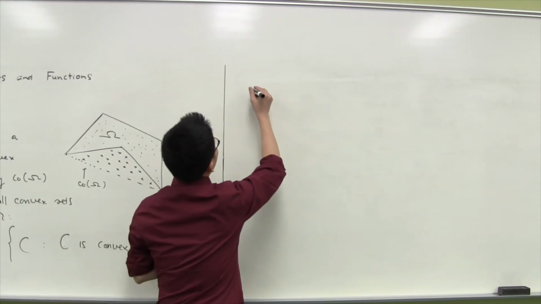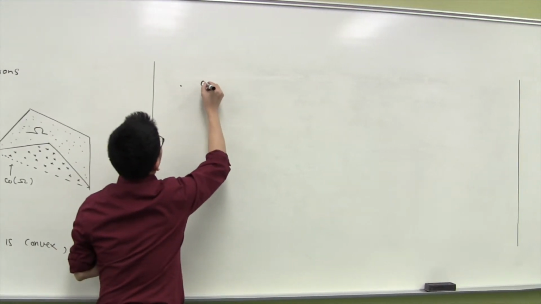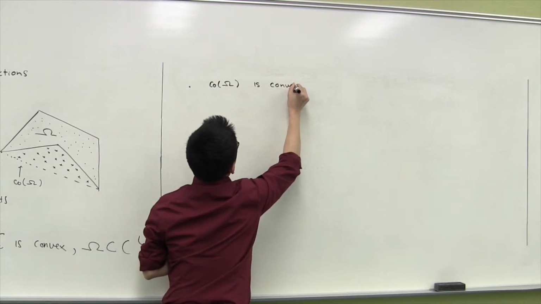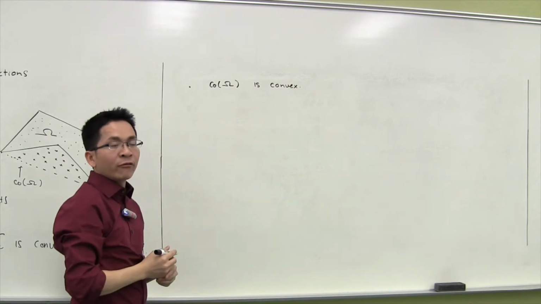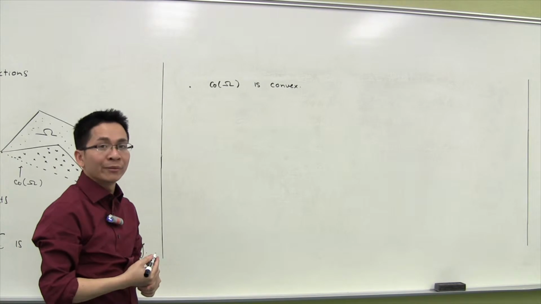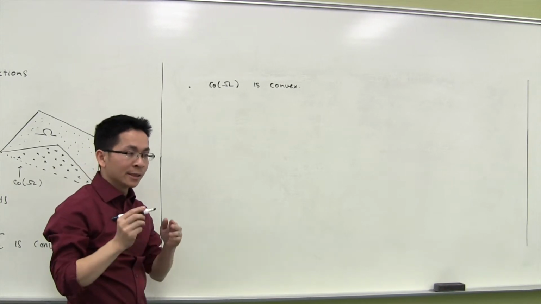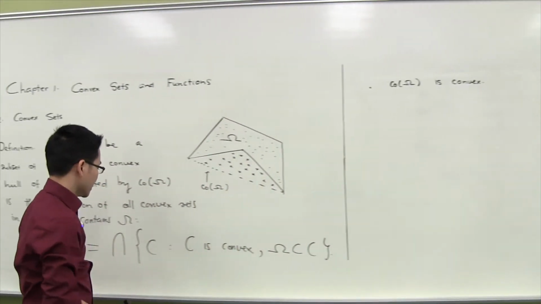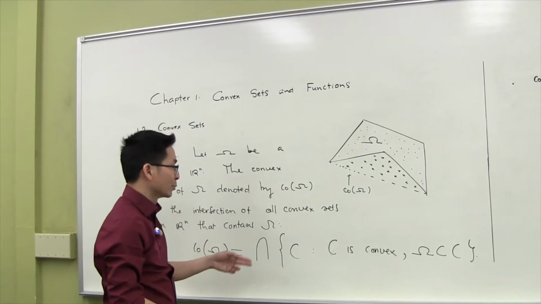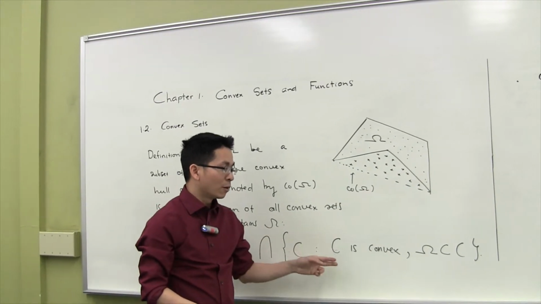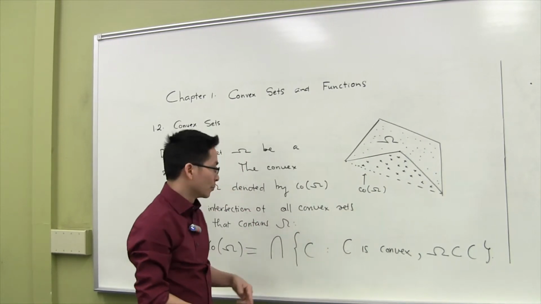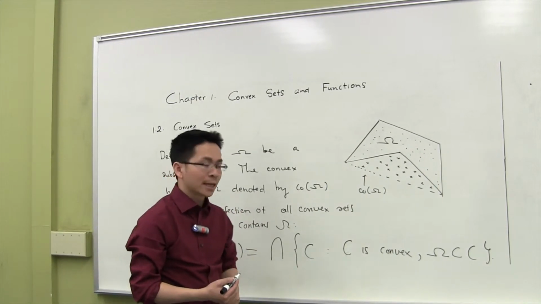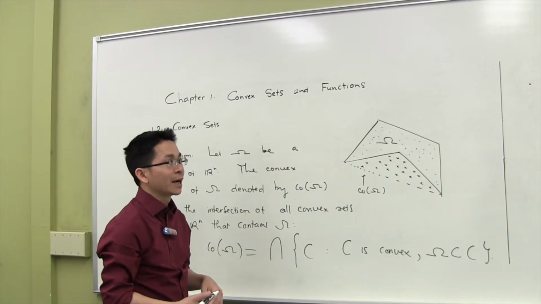It follows from the definition that the convex hull of omega is convex. Okay, this fact follows from a very important property of convex sets, that is, the intersection of a family of convex sets is convex. In this situation, by the definition, the convex hull of omega is the intersection of all convex sets that contain omega. So it is the intersection of a family of convex sets. So the convex hull of omega is convex. Okay.